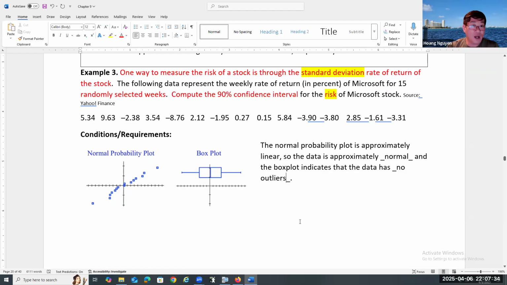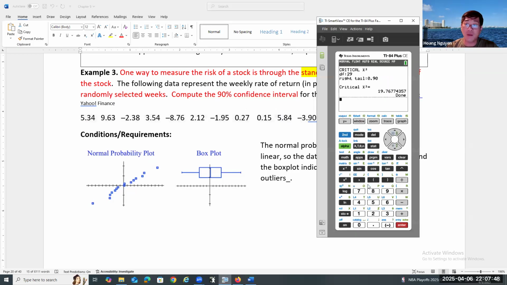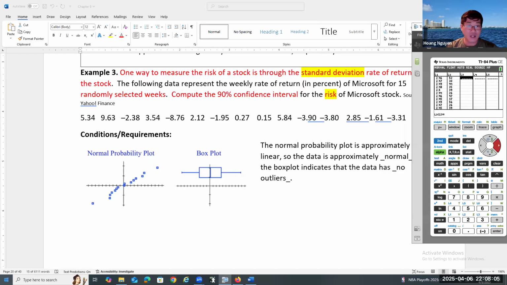Before we can work out this calculation, I need to find the sample size. The sample size is 15, that's good. I need to find the sample standard deviation or the sample variance. The question gave you the list of data, so I need to input it onto my calculator so I can run the one-variable stats to get the sample standard deviation. I'm going to go to STAT first and then Edit. I'm going to input the data onto my list number 3. Let's input the data in the next few seconds. The first one is 5.34, 9.63, negative, I'm actually using the negative case, everyone, negative 2.38.